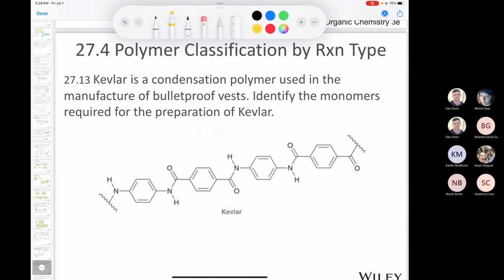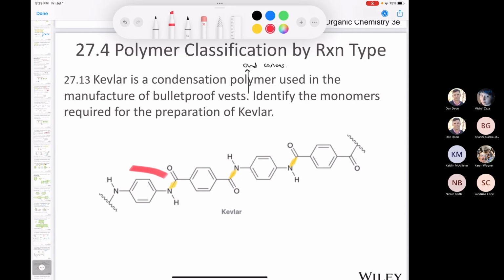Let's see. Kevlar is a condensation polymer used in the manufacture of bulletproof vests, and canoes. So lightweight and strong canoes. We're going to identify the monomers that you would use in the preparation of Kevlar. We see that the types of bonds here that we could use to link these together are amide bonds. There's an amide bond here, here. So we can see what the repeating units are here.